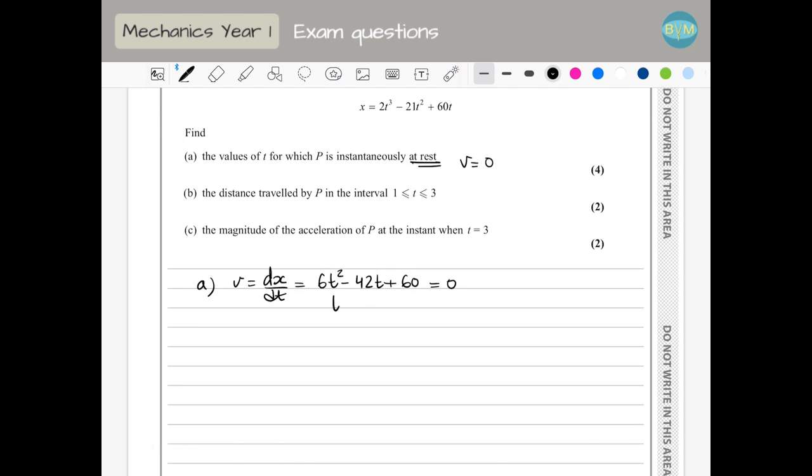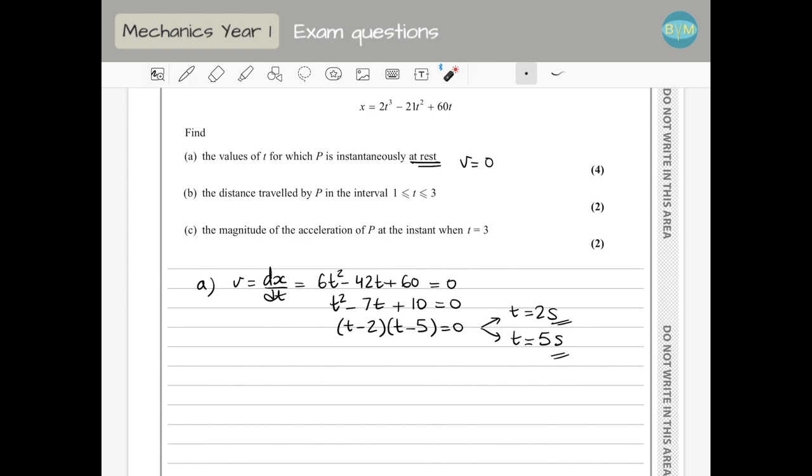If we divide by 6 to simplify a bit, we have this, and when we have factorized, we have (t minus 2)(t minus 5) equal to 0, which means when t is 2 seconds and when t is 5 seconds, the particle is instantaneously at rest. Yeah, so that's the first part, t is 2 seconds, t is 5 seconds.